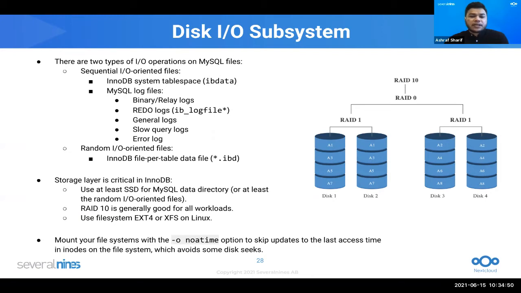Most of the time, RAID 10 is generally good for MariaDB workloads with ext4 or XFS file system on Linux. You can also mount your file system with the noatime option, so as to skip updating the last access time in inodes on the file system, which can avoid some disk I/O.